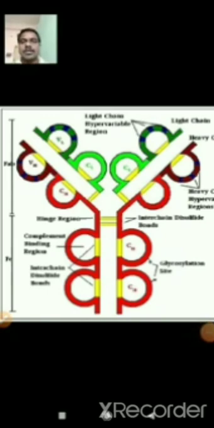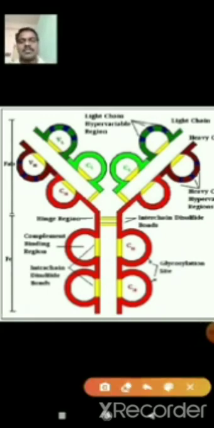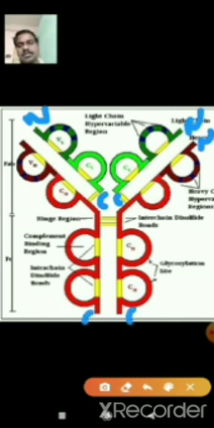And in the structure of the antibody, there are terminals in the light and heavy chains. We call them the N terminal and the C terminal. So these are the N terminals, and these are the C terminals in the light chain, and these are the C terminals in the heavy chain.